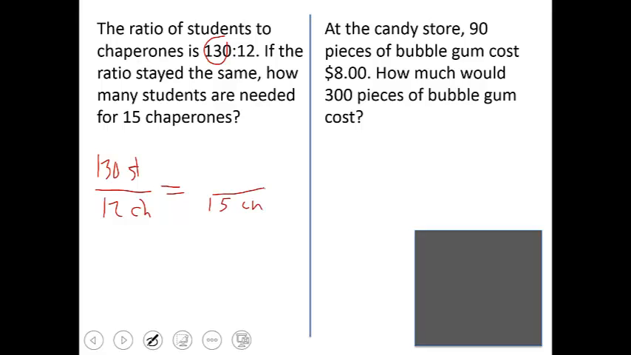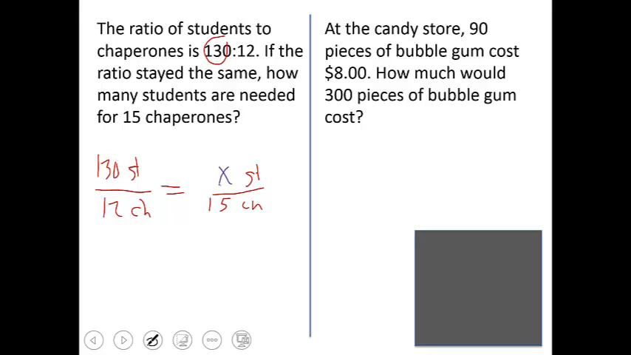I want you to notice what I've done so far. I've set up a ratio. I've kept my units, so the students are on top and the chaperones on the bottom. I want to know how many students would go on this trip with 15 chaperones. Can I do this the 5th grade or 6th grade way, where I just multiply straight across? Well, 12 can't go into 15 nicely, and when I look up and down, 12 can't really go into 130, so let's do the algebra way.